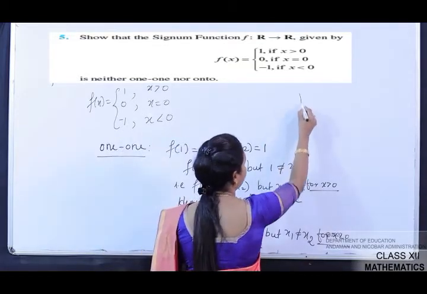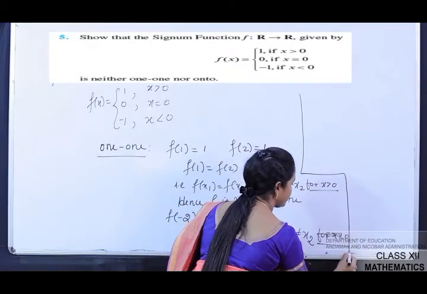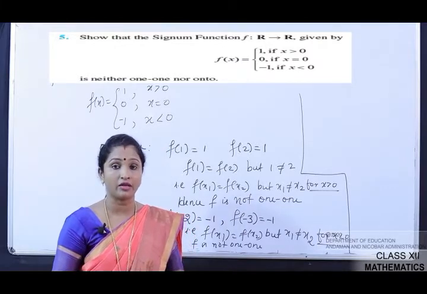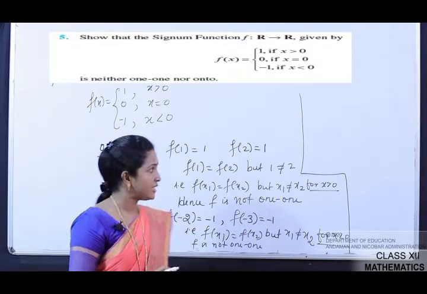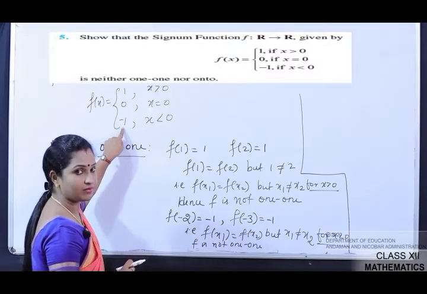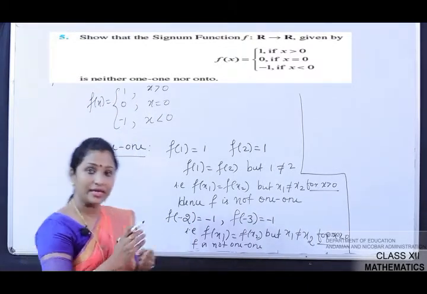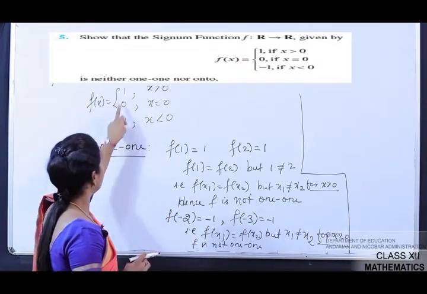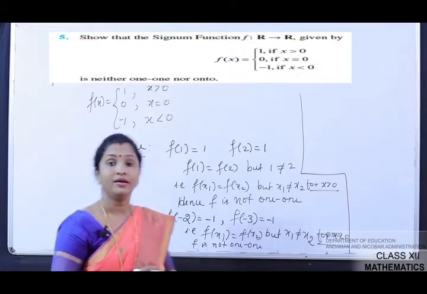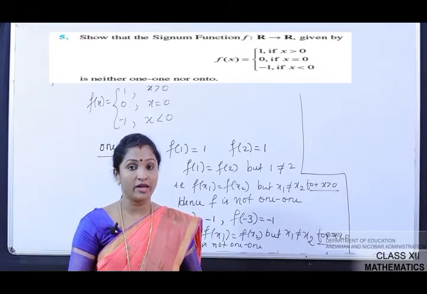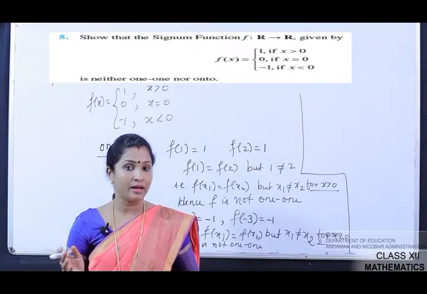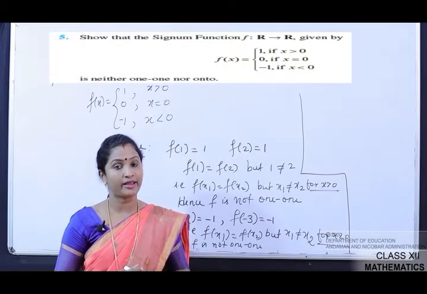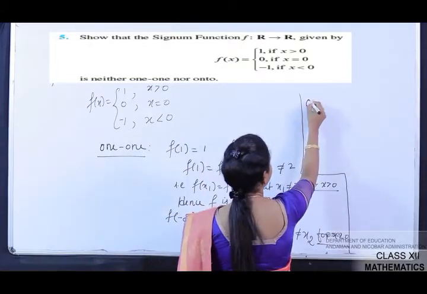Now if you want to prove onto, what is the meaning of onto? Onto means all the elements of y must be having a pre-image in the domain. But here 1, 0, minus 1, except this number, the other numbers will not be having a pre-image in its domain. Only 1, 0, minus 1 is a number which will be having a pre-image, but except 1, 0 and minus 1, the other numbers will not be having a pre-image in its domain, and you can say that f is not onto. Okay. So how you are going to write down?